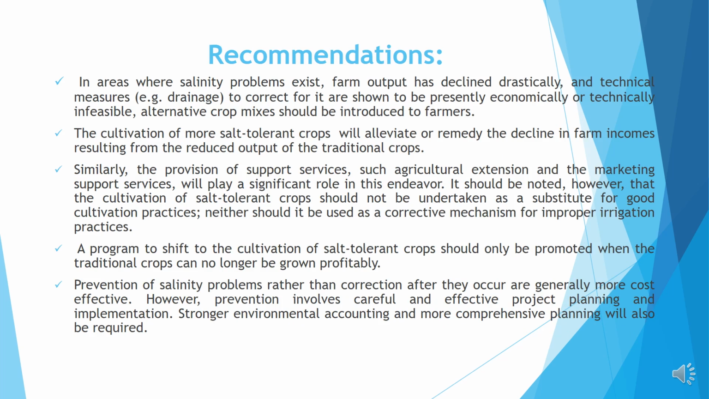In areas where salinity problems exist, farm output has declined drastically and technical measures to correct it are shown to be presently economically or technically infeasible. Alternative crop mixes should be introduced to the farmers. The cultivation of more salt-tolerant crops will alleviate or remedy the decline in farm incomes resulting from the reduced output of the traditional crops.